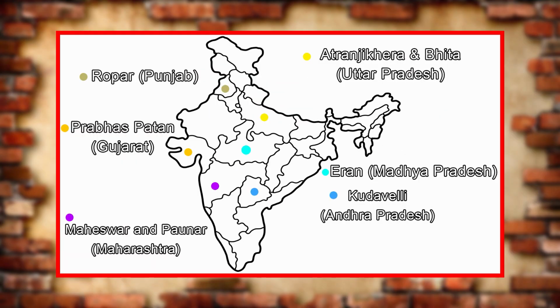Once flourished urban centers like Atranjikhera and Bithur in Uttar Pradesh, Ropar in Punjab, Eran in Madhya Pradesh, Prabhaspatan in Gujarat, Maheshwar and Ponar in Maharashtra, and Kudaveli in Andhra Pradesh fall in this category of urban settlements. Even the medieval greatness of Kanauj in the Farrukhabad district of Uttar Pradesh, for which several wars were fought among the Pratiharas, Palas, and the Rashtrakutas, has been left to be testified by the archaeologists' spade.